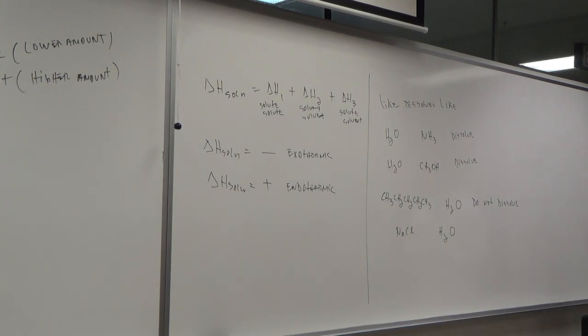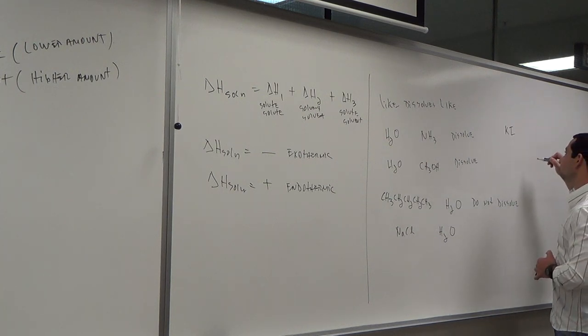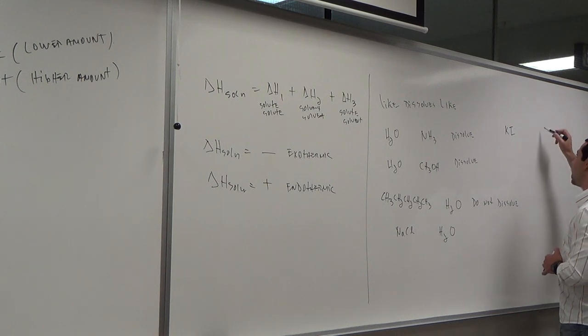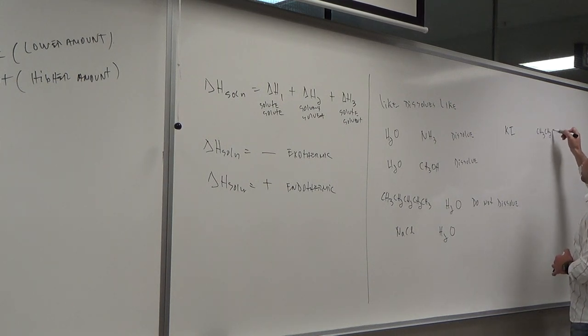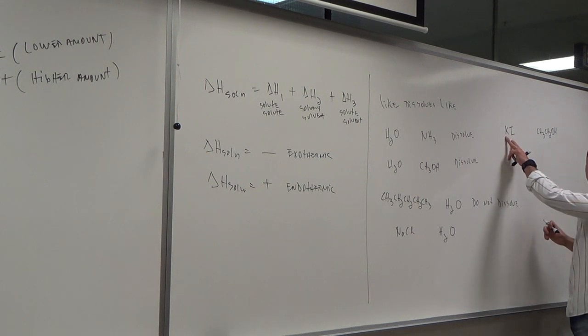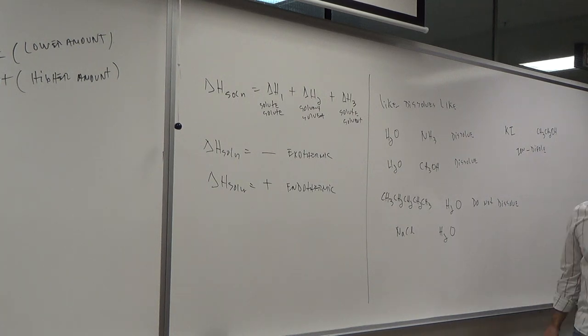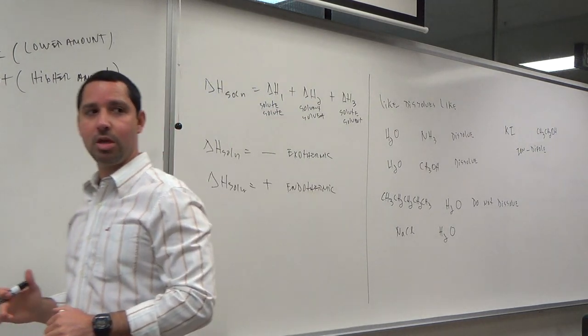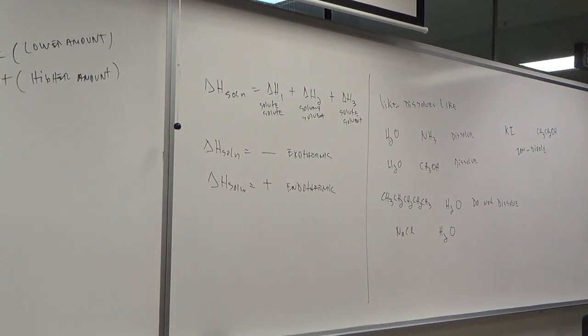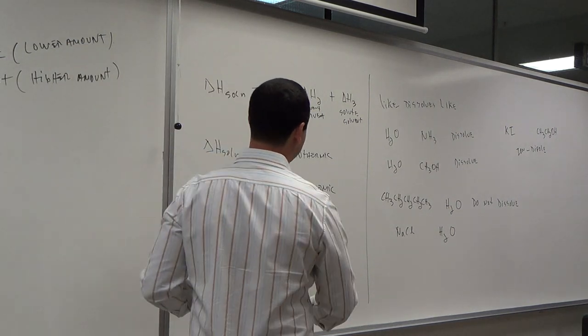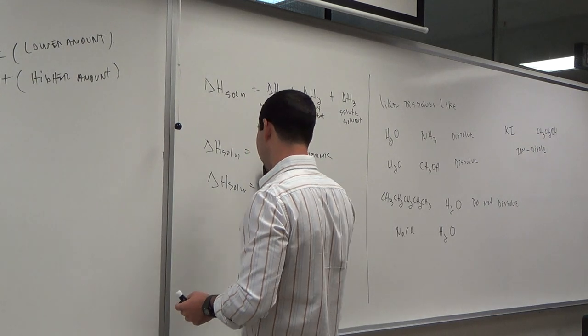But I'm not going to trick you. Let's say I tell you on the test that potassium iodide dissolves in that. What are the strongest intermolecular forces present in there? This is ionic, and this is polar, so the strongest forces in there are called ion dipole forces. So ion dipole is the strongest of the intermolecular forces.